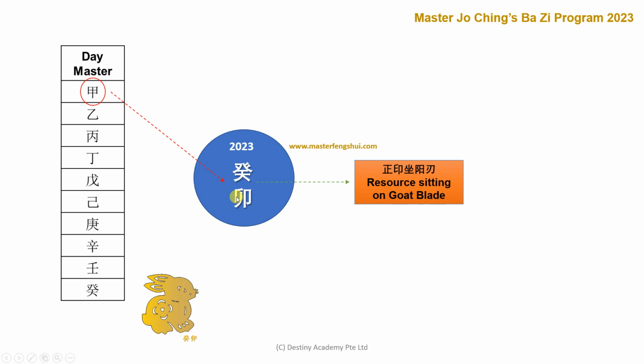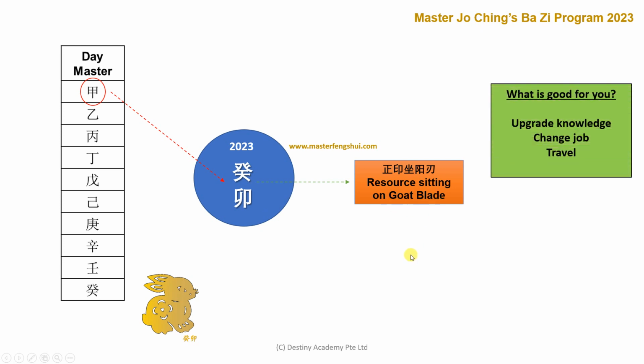Basically, you can also ask what Gui and what Mao mean to this Jia Daymaster. In terms of the 10 Gods, Gui is the direct resource. Mao is the Rockwell star. Another name for Jia seeing Mao is goat blade, or Yang Ren. What is good for you is that, because it is a resource star, you can use this opportunity to upgrade yourself. For example, take up a new skill, a new course, do your MBA, master's degree, or basic degree if you wish. A resource star usually represents these things, and it will definitely be good for you to do that.